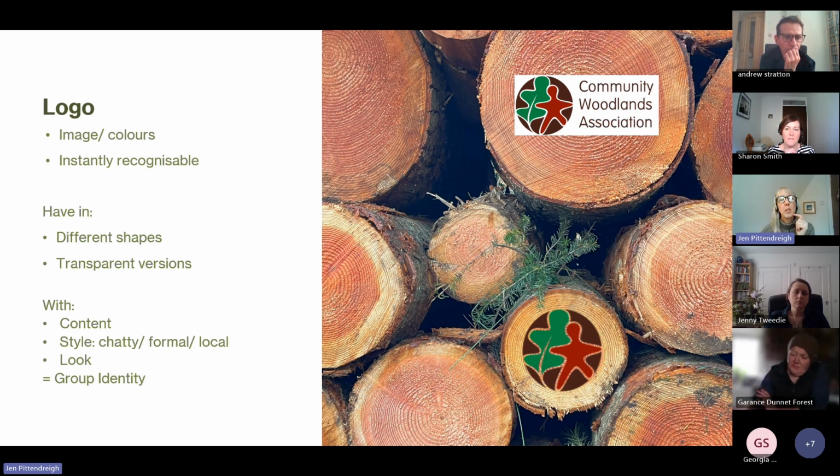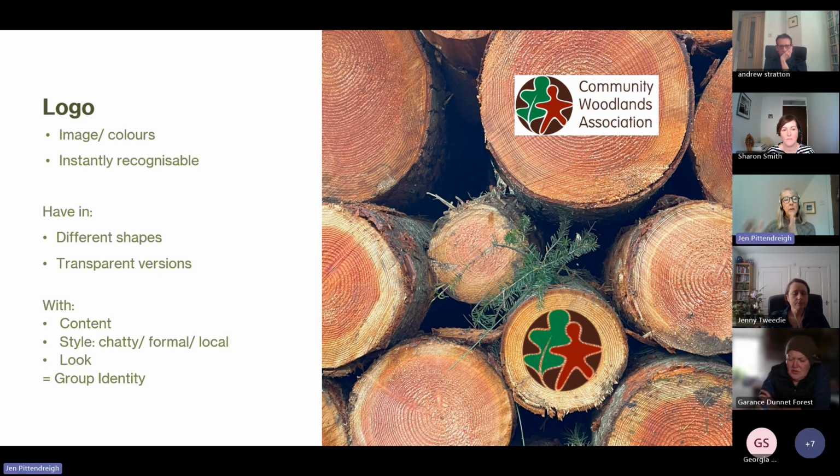Also think about having transparent versions, because that's quite good to be able to do a wee natty insert into some things. It works out quite well sometimes. And it should be said that with Canva, I could take this, chop off the community woodlands part, and then use their background remover to make this. So it's all doable.